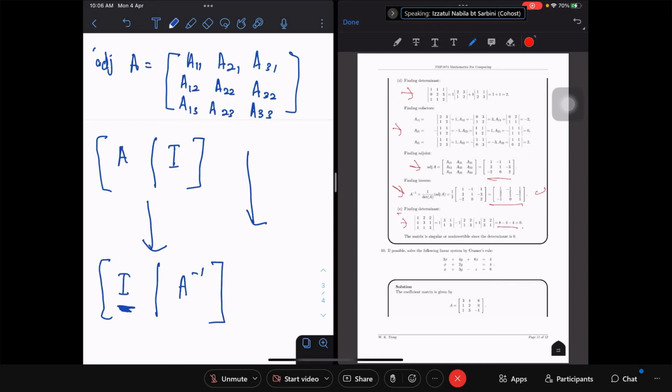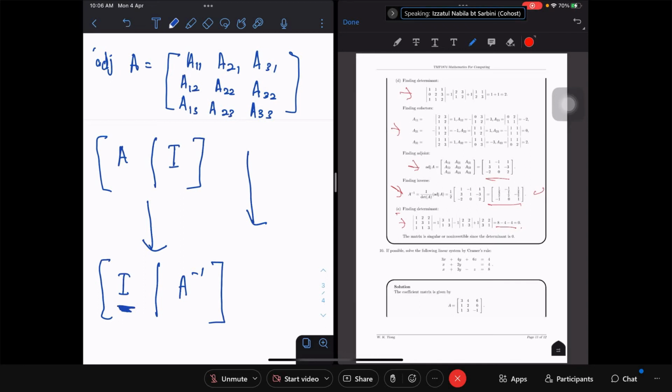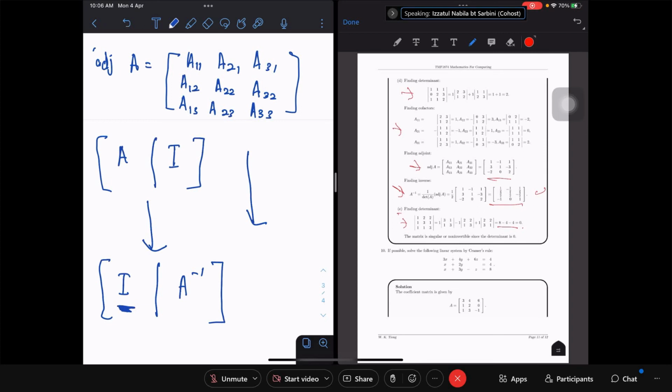Alright. So now, question 10. Solve the following linear system by Cramer's rule. In chapter 2, we learned how to solve a linear system using reduction. We have several methods. The first one is Gaussian elimination.